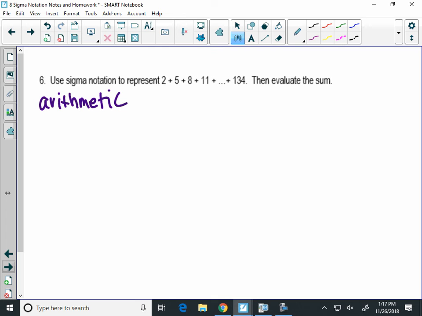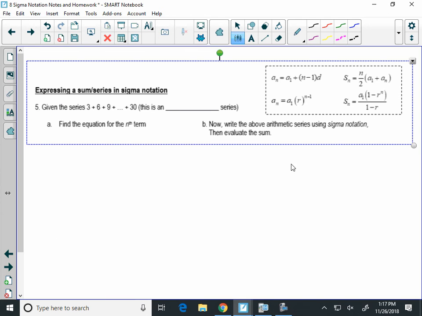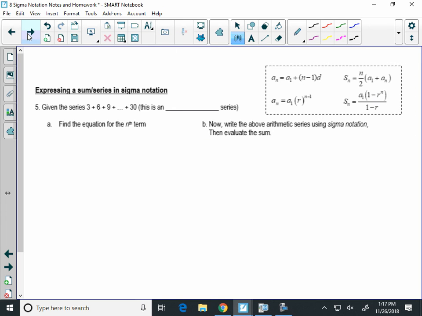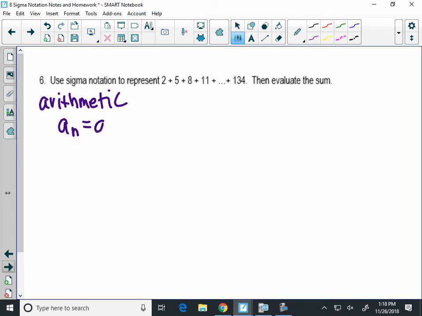Because we are arithmetic, I need to write first the sequence formula for an arithmetic. It's not on this slide, but all the formulas are up here, so they're on your paper. Now, which one of these is the arithmetic sequence formula? You need to be able to tell the difference. Tell me the location of it in the box. Top left, the first one. So that's the formula we're going to use in number 6 to find the a sub n formula.